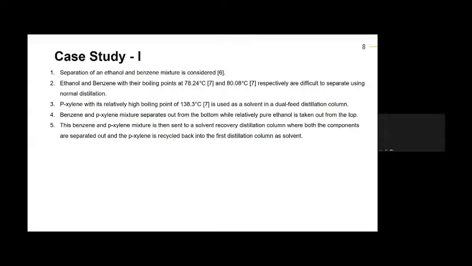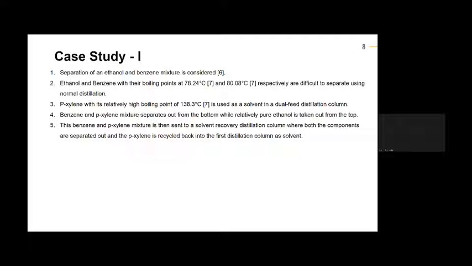Now we move on to the case study. The case study that I have considered over here is the separation of an ethanol and benzene mixture. As I said, for the ethanol benzene mixture, the boiling points are very close to each other. As you can see, ethanol is 78 and benzene is 80. So it's relatively difficult to separate using normal distillation. Because we are talking about the extractive distillation process, we will be using para-xylene with its relatively high boiling point of 138 as a solvent in this dual feed distillation column.